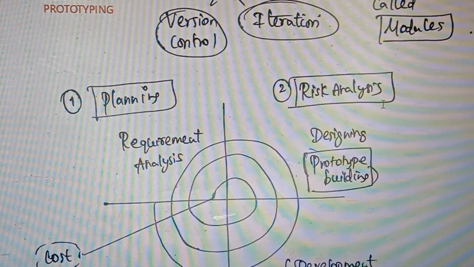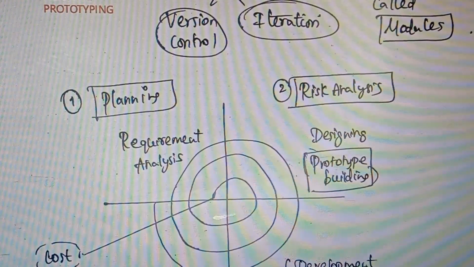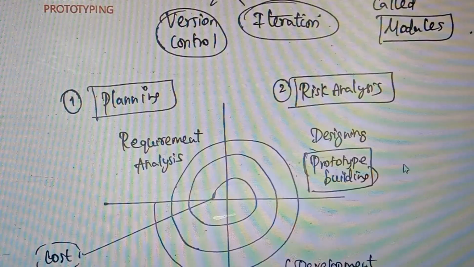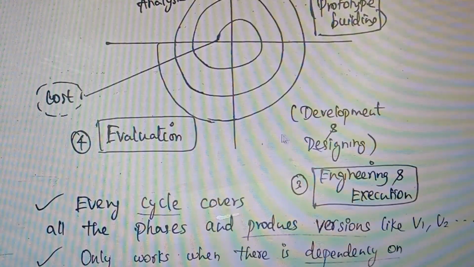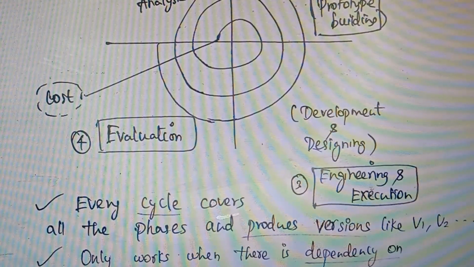Then a prototype, which is nothing but a replica of the actual model, needs to be designed, and thus in the risk analysis phase they develop a prototype before constructing the actual model. Prototype building means the blueprint which needs to be built before the original product is designed. So before building the actual model, we need to build a blueprint, which is nothing but the prototype.